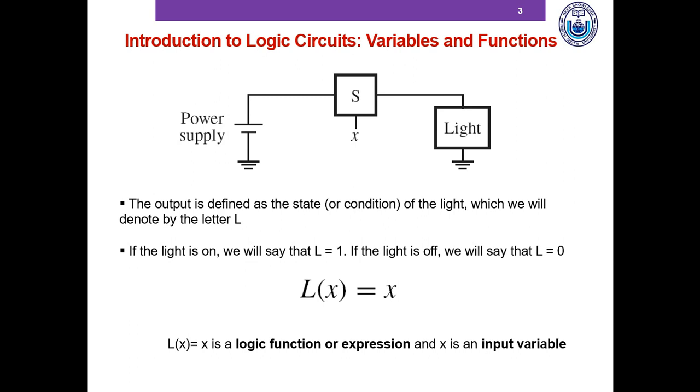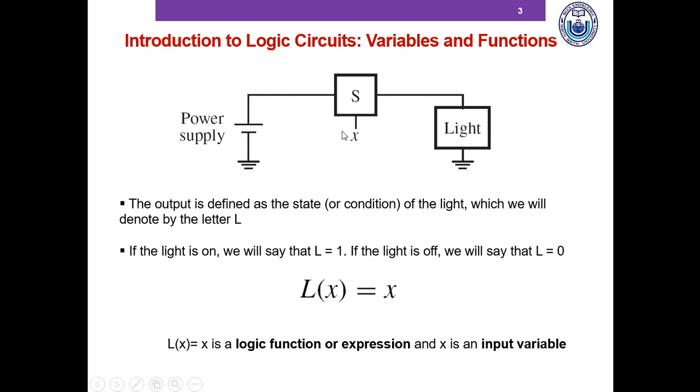Now let us consider a simple application of a switch, where the switch turns a small light bulb on or off. This action is accomplished with the circuit in the figure shown here. A battery provides the power source. The light bulb glows when a sufficient amount of current passes through it. The current flows when the switch is closed, that is when x equals 1.